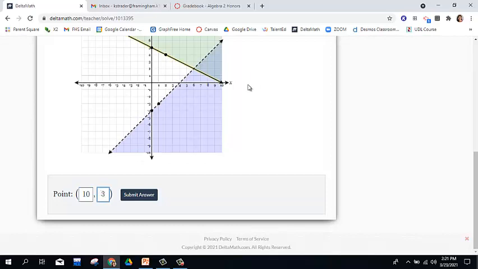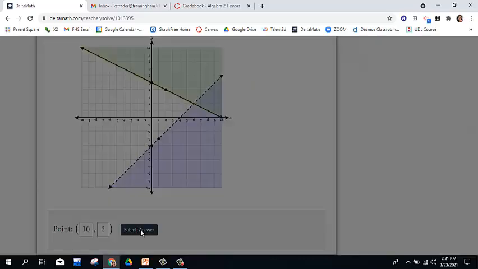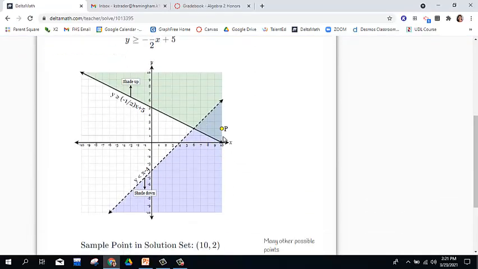But I'll tell you what would not be a good point, where these cross, because of this dashed line. That wouldn't count as a solution. I could list any of the points on the solid line. That would be included in this feasible region, but on the dotted line, they would not. We submit our answer, and we got our check mark. We know we're good. See how it even plots that point there, showing that it was in the feasible region. They called it the solution set.